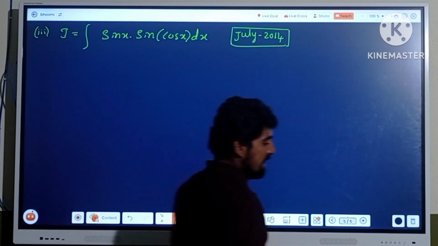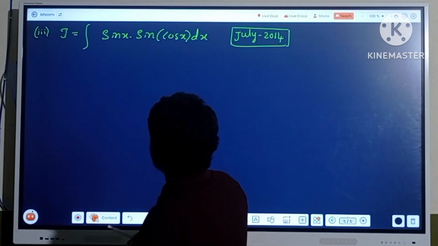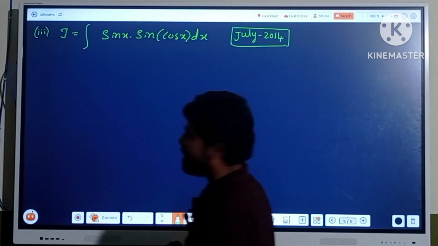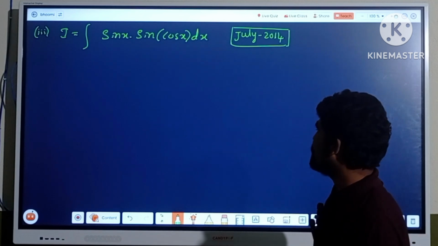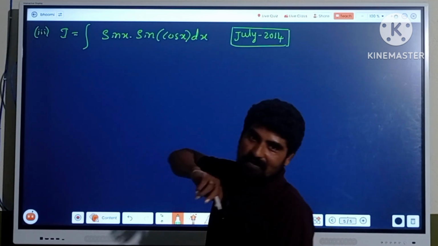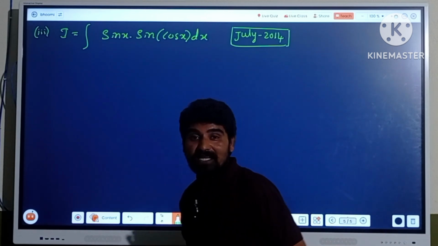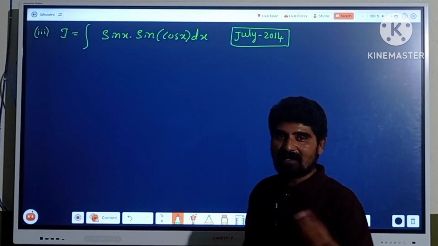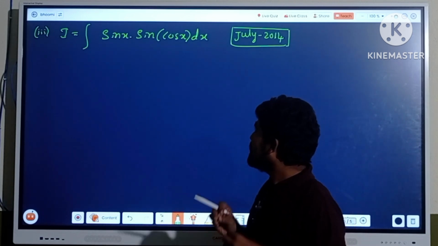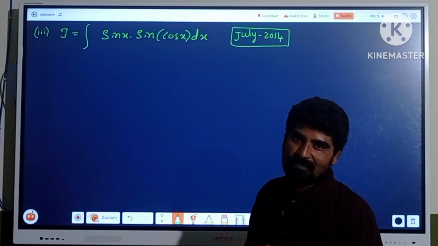So see the integrand here. First we need to observe the integrand. What is the integrand here? Sin x into sin of cos x. Now observe here, we know that the derivative of sin x is cos x, and also we know that the derivative of cos x is minus sin x. So minus we can take outside the integral sign because it is a constant. So it means here we need to decide whether to substitute sin x or cos x.